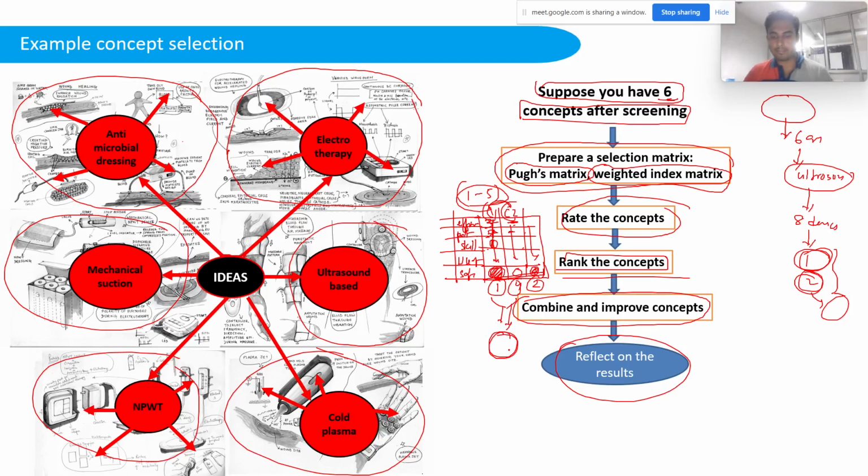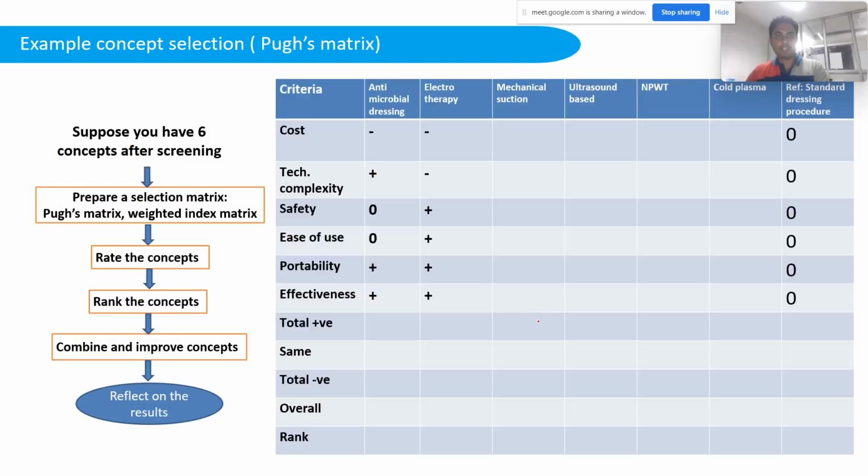So likewise, let me give a detailed example here. Suppose this is the same problem. You are supposed to select one or two concepts from these six initial concepts. These were antimicrobial dressing, electrotherapy, mechanical suction, ultrasound-based devices, NPWT, and cold plasma.